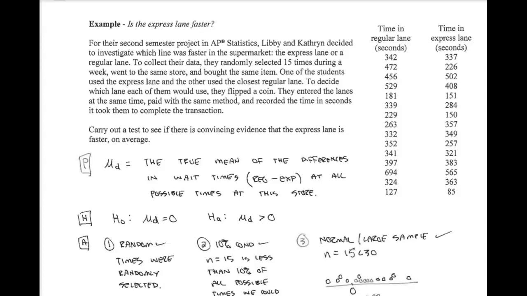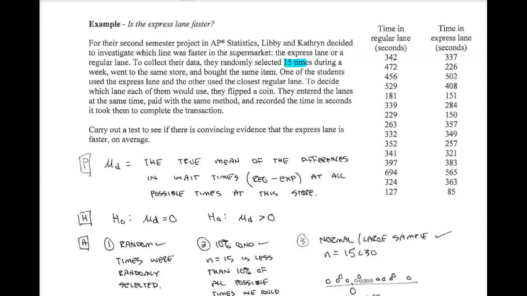So for their second semester project in stats, Libby and Catherine decided to investigate which line was faster at the local supermarket, the express lane or the regular lane. To collect their data, they randomly selected 15 different times during the week. They went to the same store, bought the same item. One of the students used the express lane and the other used the closest regular lane. To decide which lane each of them would use, they flipped a coin.